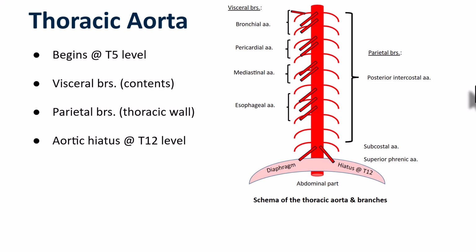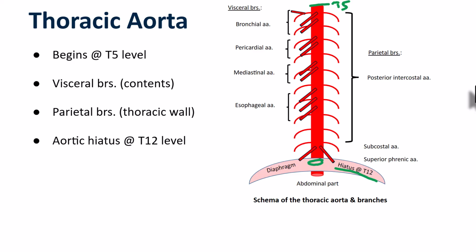So let's take a look at this thoracic aorta in greater detail. We're starting off at about the level of T5, wherever the arch of the aorta ends, and we're finishing that off at about the level of T12. So the thoracic aorta has various named branches. None of these we're going to test you on.